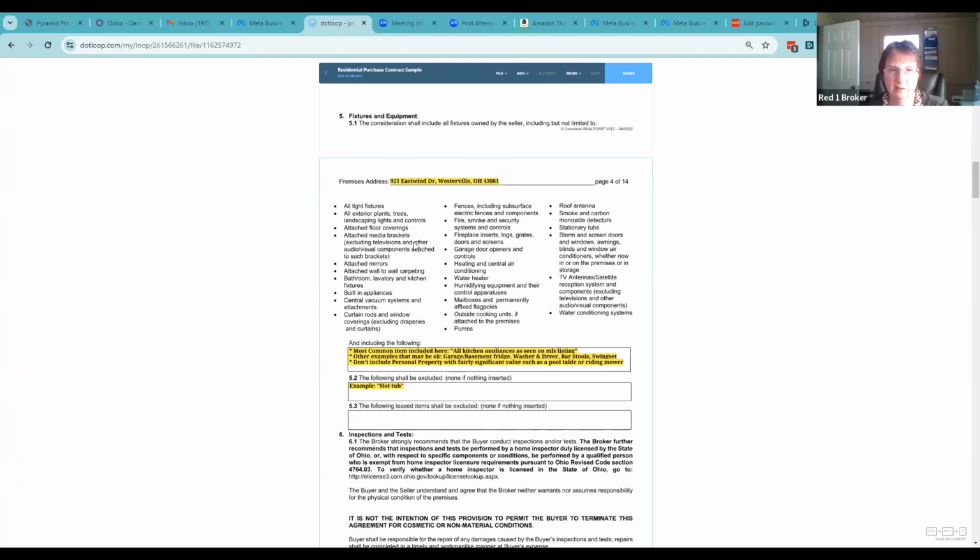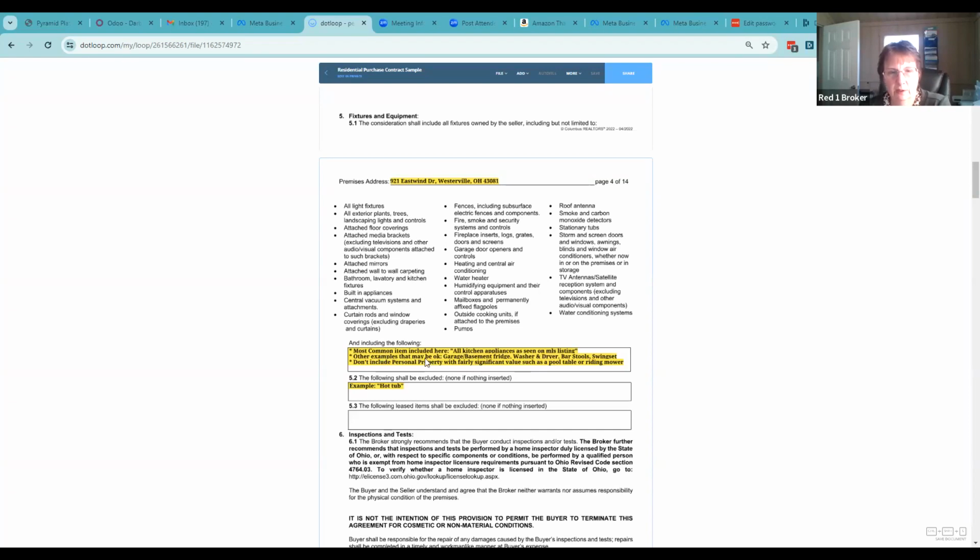Things that are attached, like attached mirrors that are screwed into the wall, wall-to-wall carpeting, of course, kitchen and bath fixtures, built-in appliances, central vac systems, all these things stay with the house. Curtain rods that are screwed in stay with the house, but the window coverings, they would go with the seller. They do not transfer. But of course, anytime you want to make a change to that, you can write it in down here.